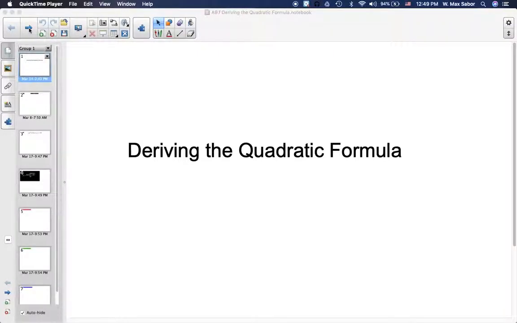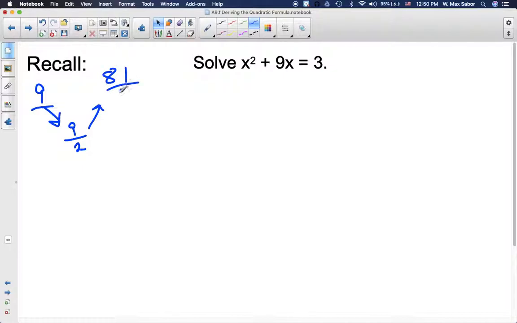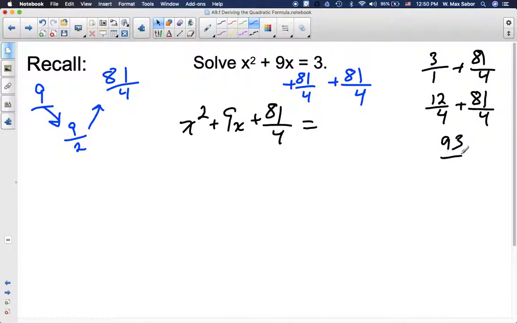Deriving the quadratic formula. Recall that we can complete the square to solve an equation like this. We'll take 9, cut it in half, getting 9 halves, square it, getting 81 fourths, and then add that to both sides of the equation. So, how does that look? x squared plus 9x plus 81 fourths equals 3 over 1 plus 81 fourths, which is 12 fourths plus 81 fourths, or 93 fourths.